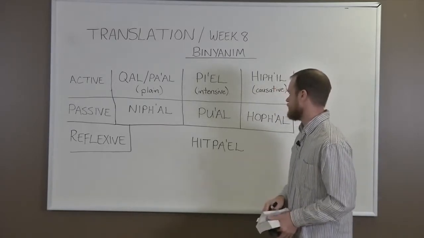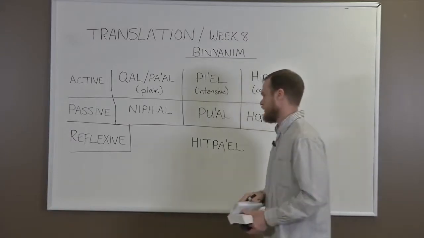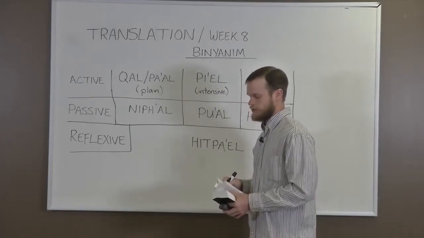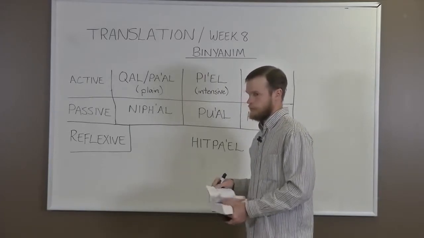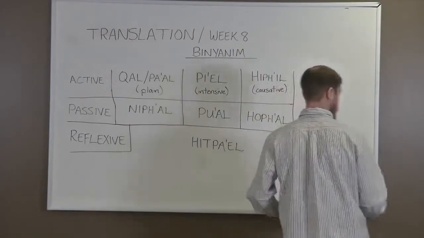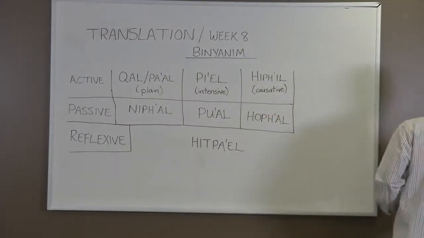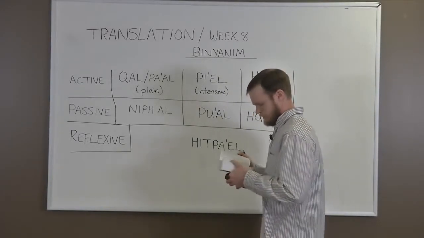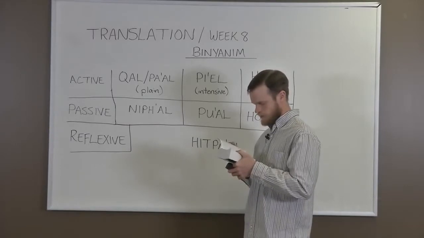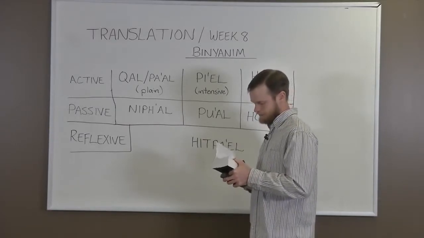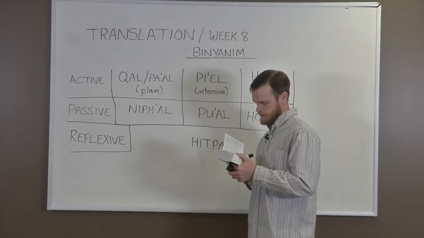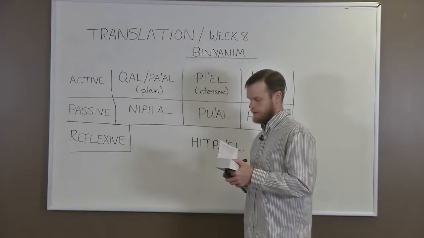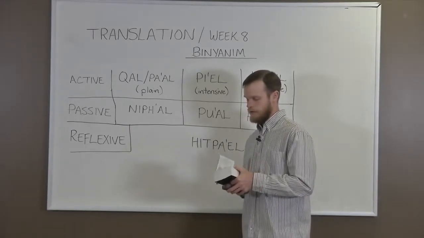So the verse I have that illustrates the hitpael is Genesis chapter 3, verse 8. This is a great verse for illustrating the hitpael because there are two verbs conjugated in the hitpael in this verse, and both of them are used in different senses. So 3:8 says, Vayishmeu et kol Yahweh Elohim. And they heard the voice of Yahweh God.